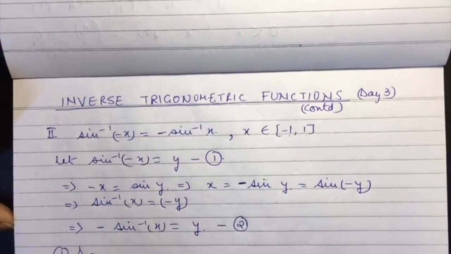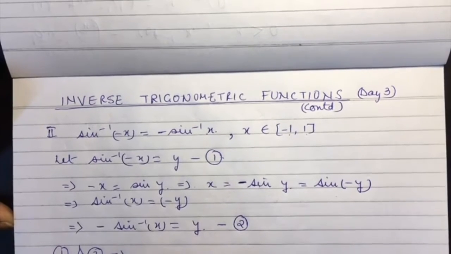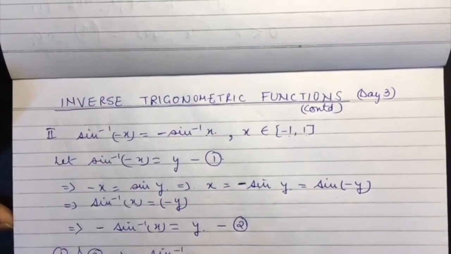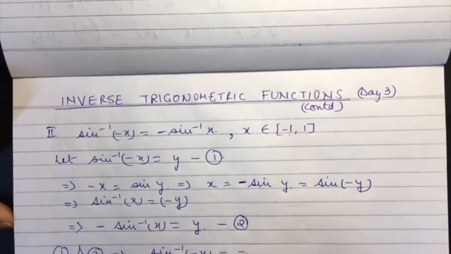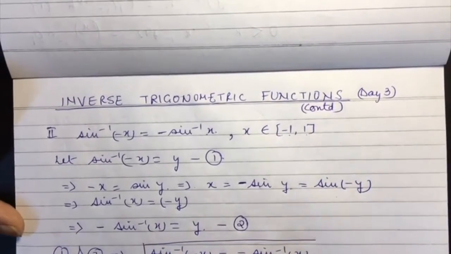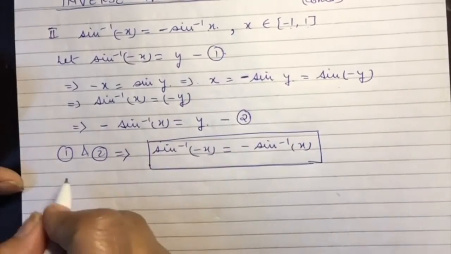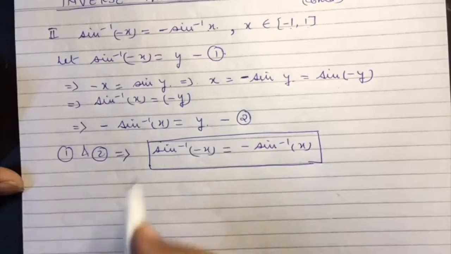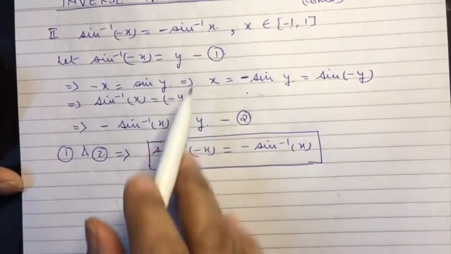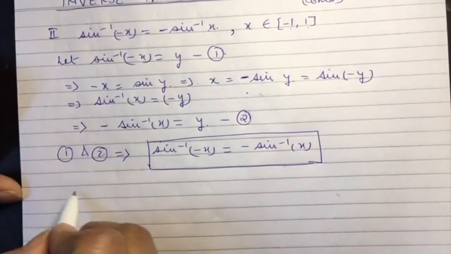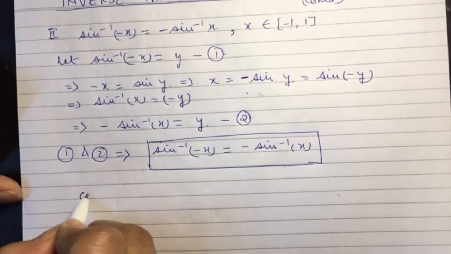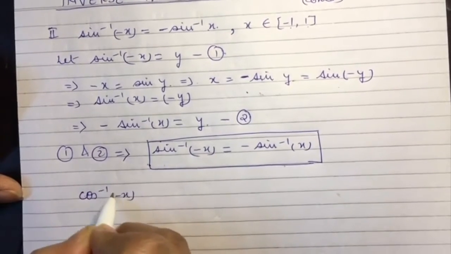So from 1 and 2 we get sine inverse of minus x is equal to minus sine inverse x. Similarly, you can do the proof for tan inverse x and cosec inverse x. Now, let's consider one of the inverse trigonometric functions in the second group. So that is, let's take cos inverse of minus x.